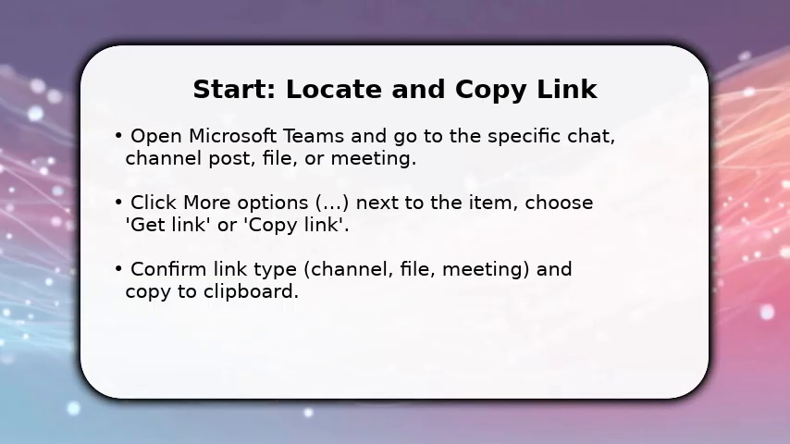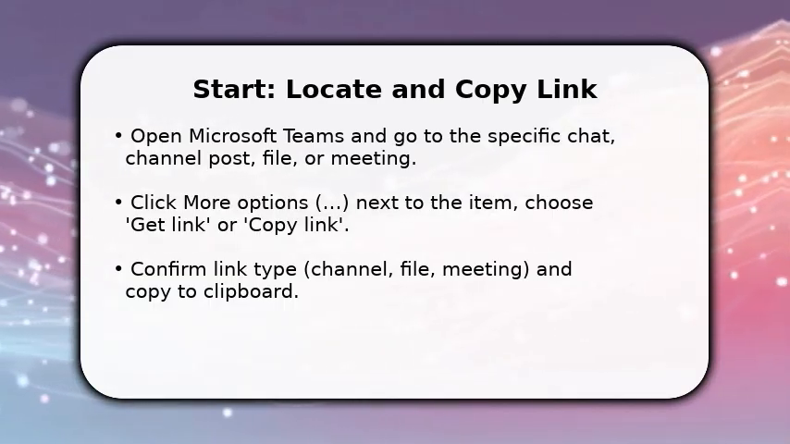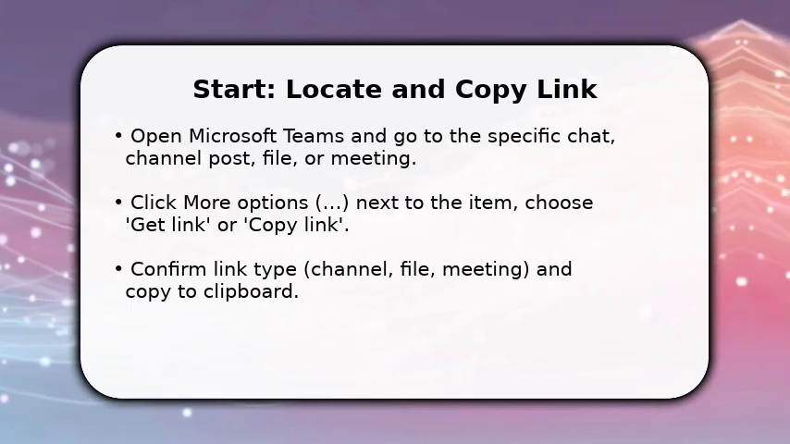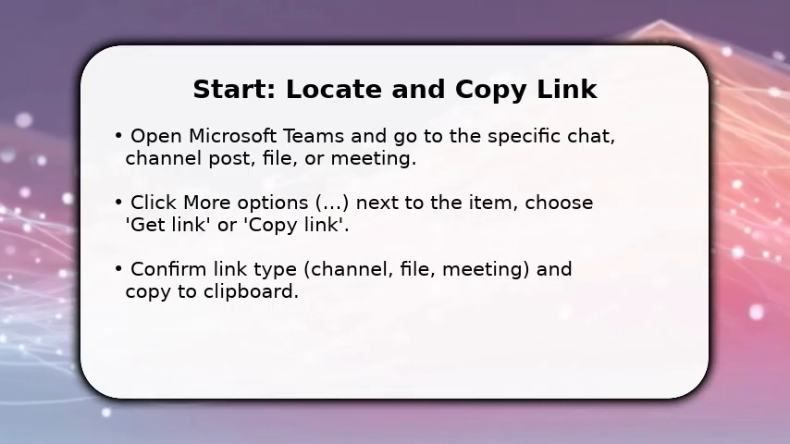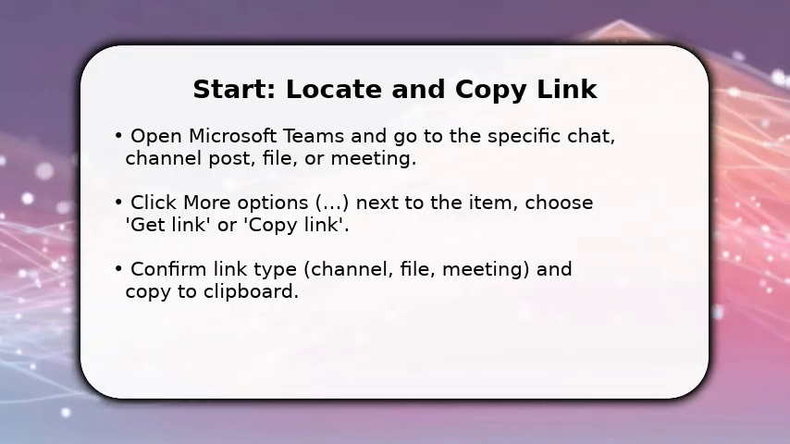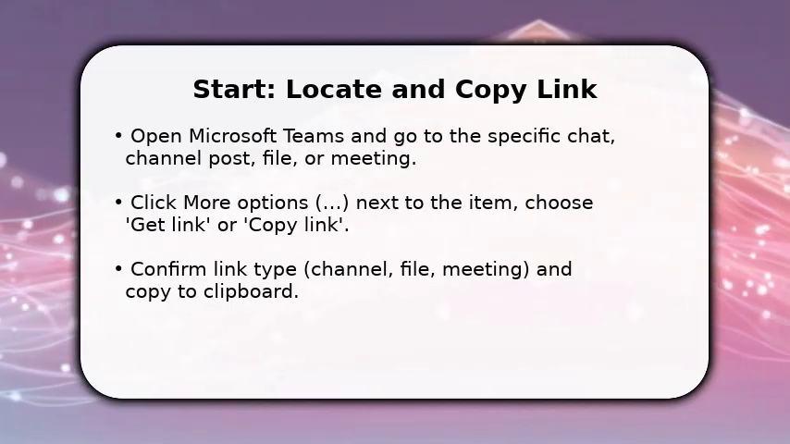You start by opening Teams and going straight to the item you want to share. A chat, channel post, file, or meeting. Once there, click the More Options menu, the three dots, and pick Get Link or Copy Link. Make sure you note the link type because channel links, meeting links, and file links behave differently.